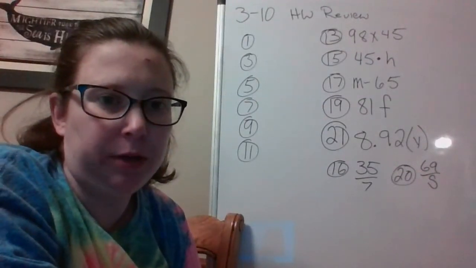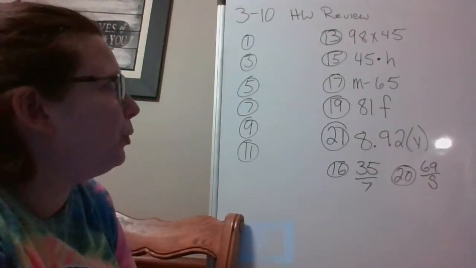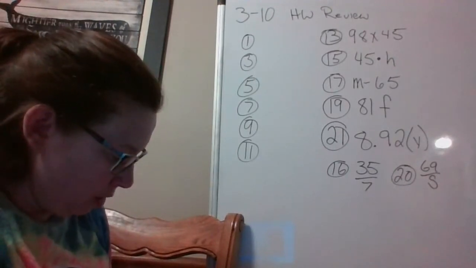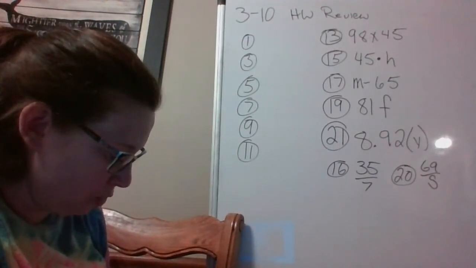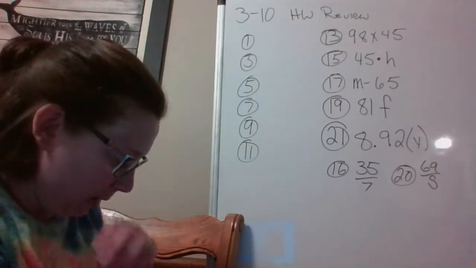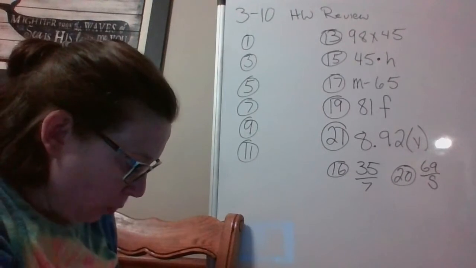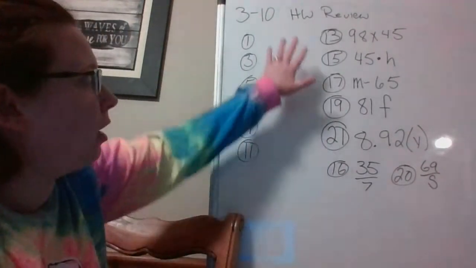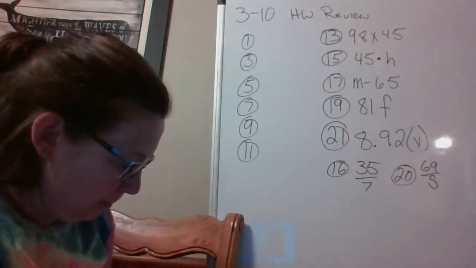Here we are with the 3.10 homework review. The first two problems here, you had to write each word phrase as a numerical expression. So I will read those word phrases to you and then I'll write up what they can look like.